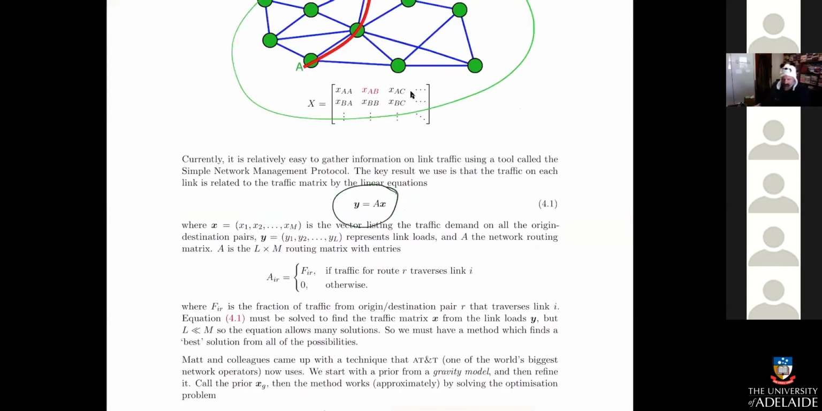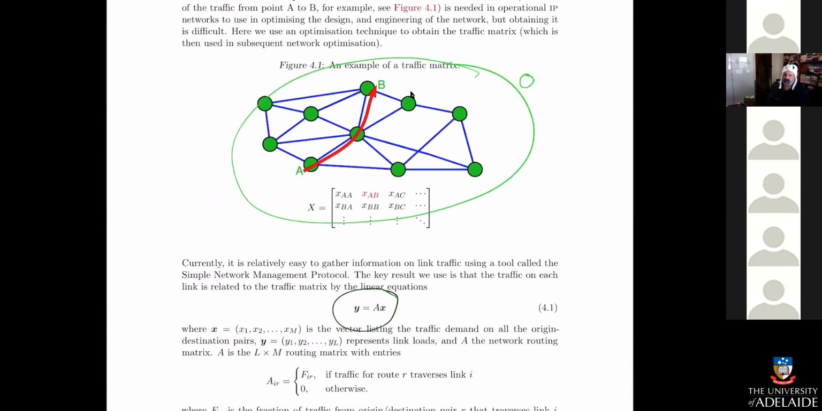That's what we have here. It's then just a question of solving linear equations, you might think. But there's a whole lot of reasons why it's a little bit more complicated than that. One of them is that typically the length of y is the number of links, and remember that's order 1,000. And the length of x is the number of paths, which is order 1,000,000. So actually, this is under-constrained.